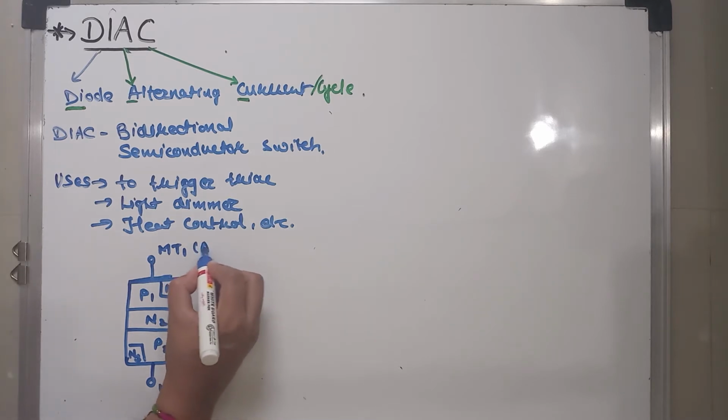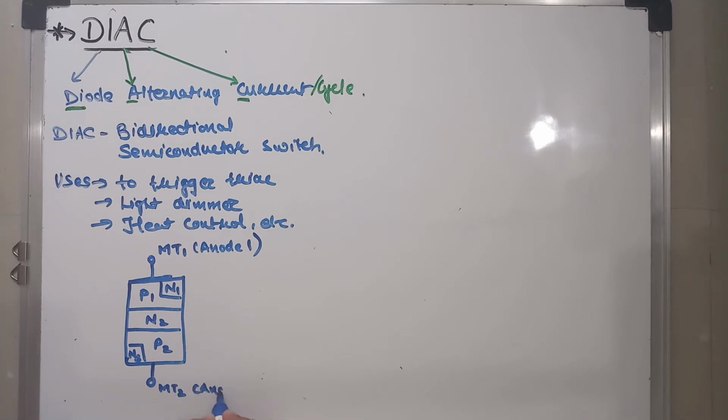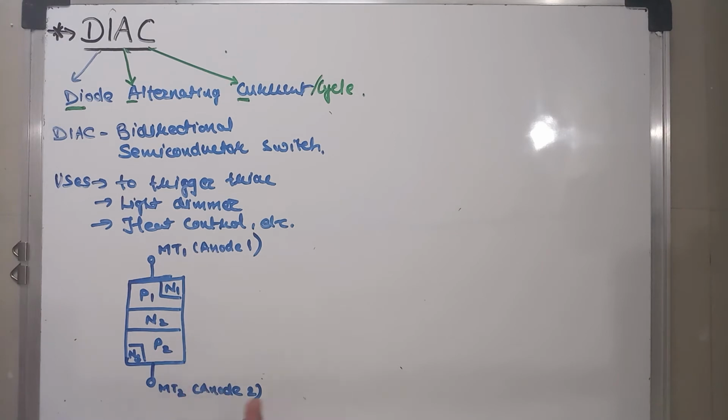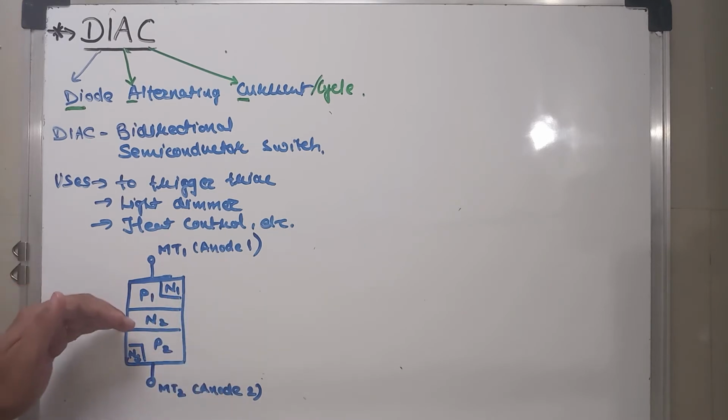You can also say anode 1 and anode 2, instead of writing anode and cathode, as it is a bidirectional device, means it allows the flow of current in both directions. So instead of labeling the terminals anode and cathode, both terminals are labeled as main terminals. Here main terminal 1 and main terminal 2, or you can label them anode 1 and anode 2, and it has five layers: P1 layer, N2 layer, P2 layer, and N1 and N3.